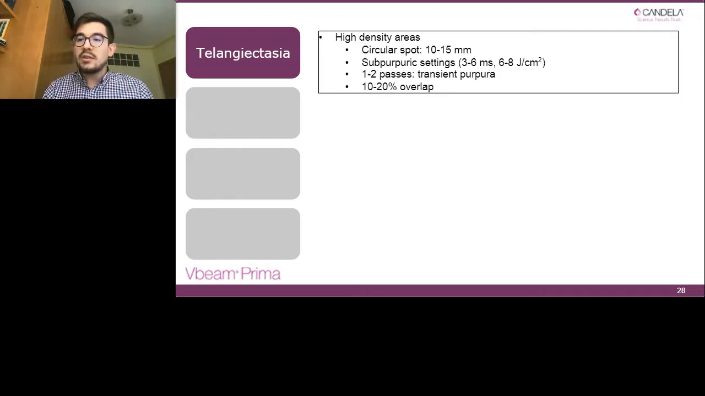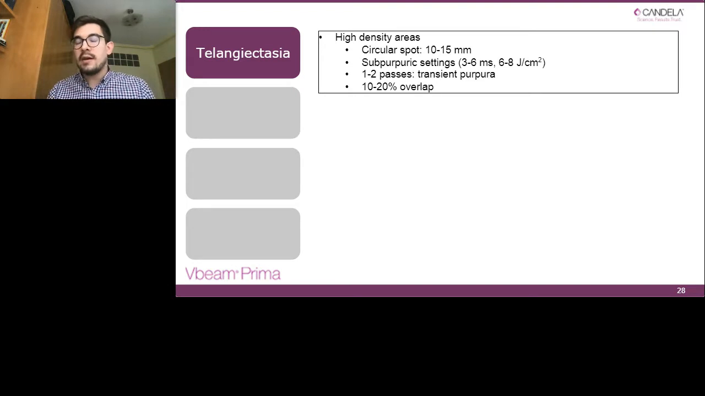When treating telangiectasia, you have to differentiate those patients who have very high density areas of telangiectasia and those patients who have just a small or lower density. When you've got high density areas, you usually have very, very fine dilated vessels covering greater areas of the skin. In these cases, I tend to use a very circular spot between 10 to 15 millimeters. I prefer to give between 1 to 3 passes of subpapillary settings, between 3 and 6 milliseconds and 6 and 8 joules per square centimeter. And I look for this transient purpura I told you before.